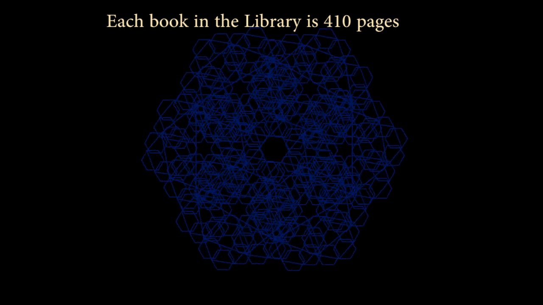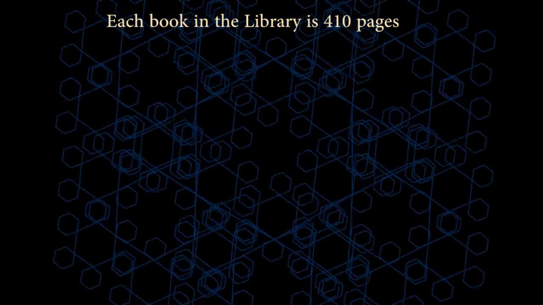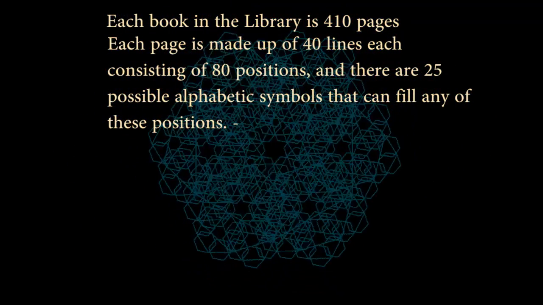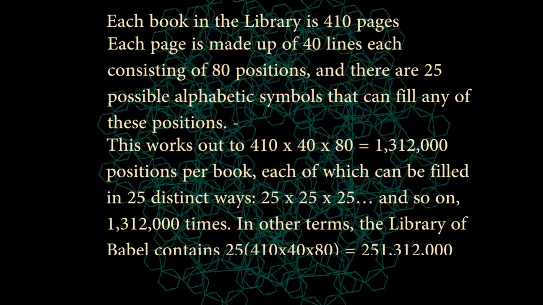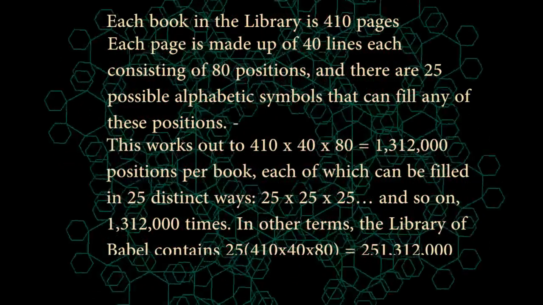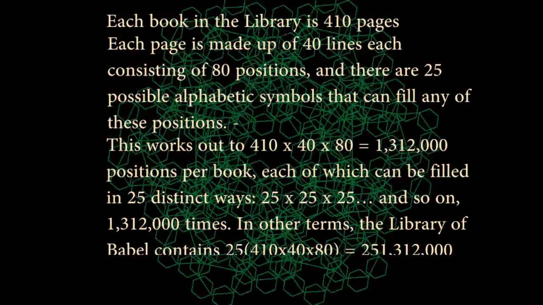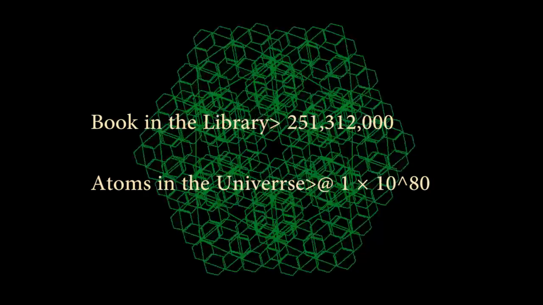Within this space, all of the possible combinations of the 25 symbols of the alphanumeric alphabet are contained in an unimaginably large number of books, approximately 25 to the power of 1,312,000 to be exact. The sheer size of this number is hard to grasp. It is many, many orders of magnitude larger than the size of the observable universe as we currently understand it. For the characters in the book, it is in every practical sense infinite.